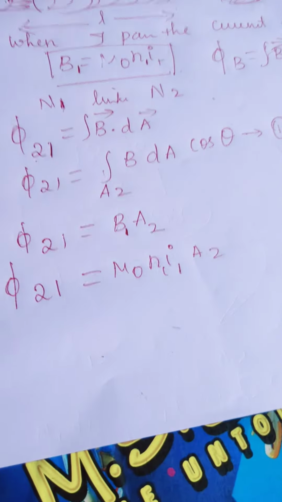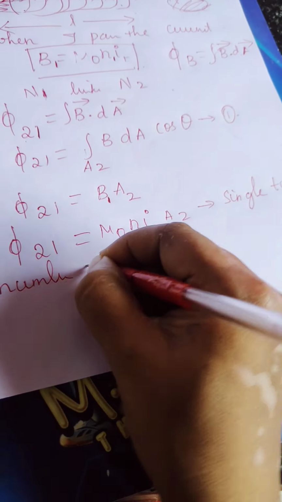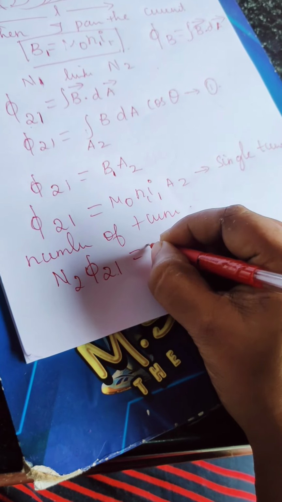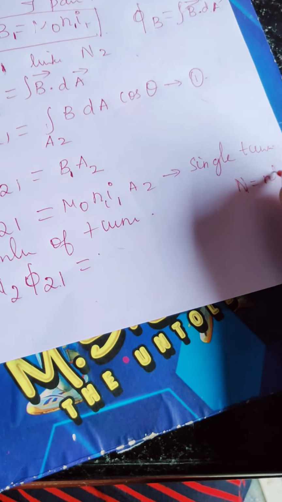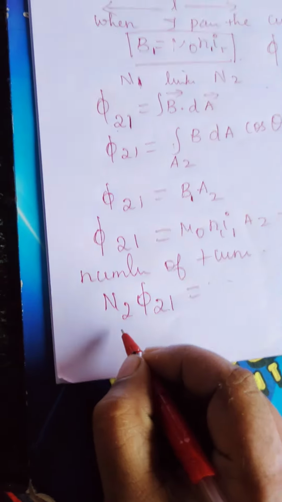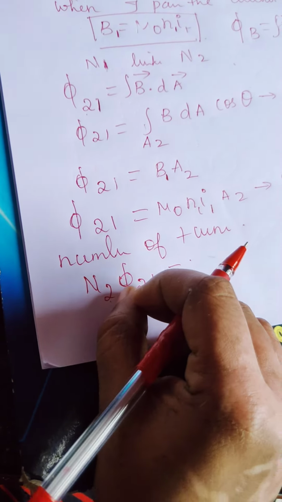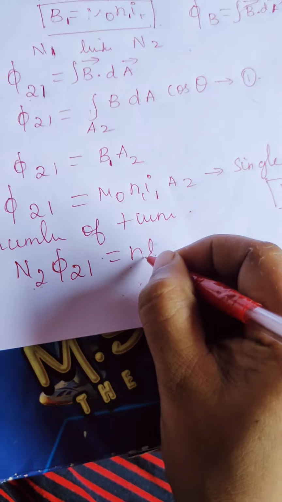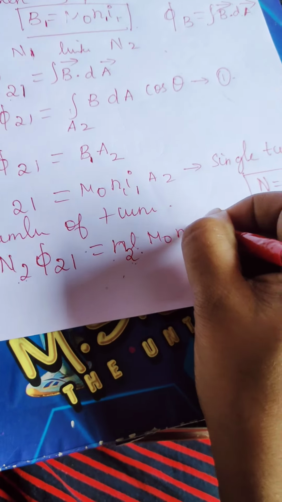This is only for a single turn. When I consider the number of turns N2, what will the magnetic flux 21 be? Small n is the turns per unit length, and we have already seen the formula N is equal to n L. Now I am changing it according to the numbers: N2 is the number of turns in the coil, so the flux 21 is equal to N2 times n L. Since we are checking N2 only, you have to mention the number 2 here, not N1. The rest of the equation is the same: N1, I1 and A2.